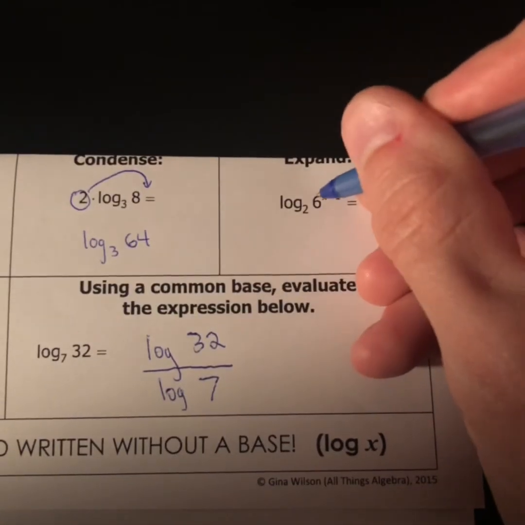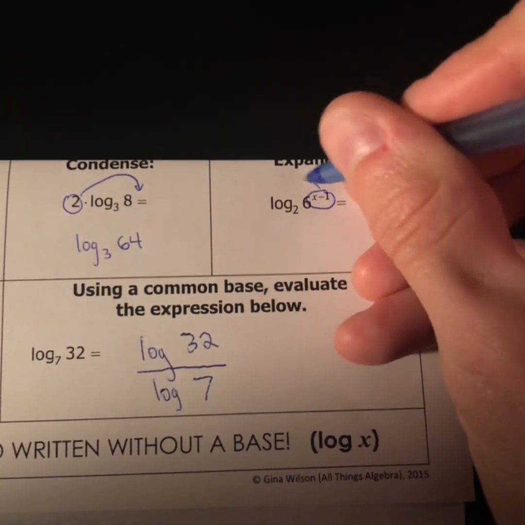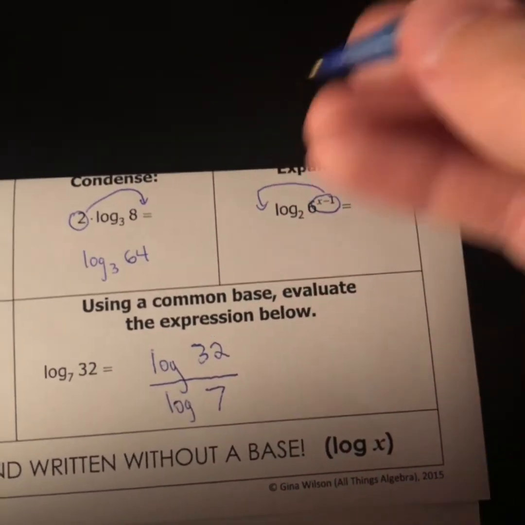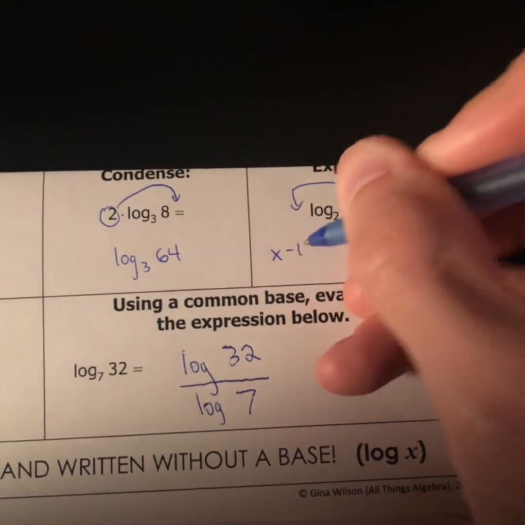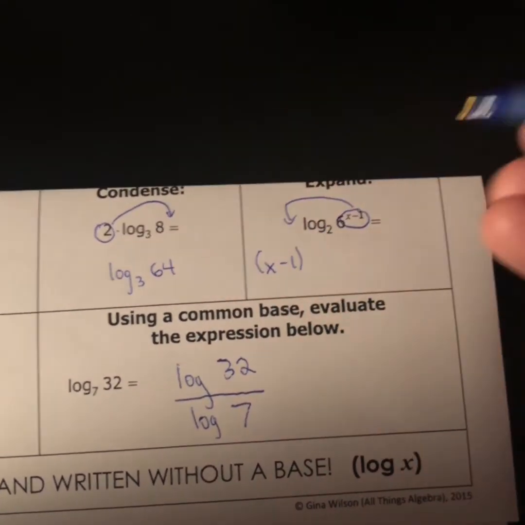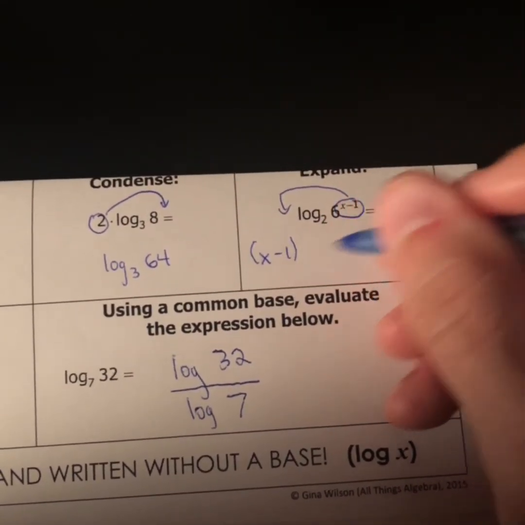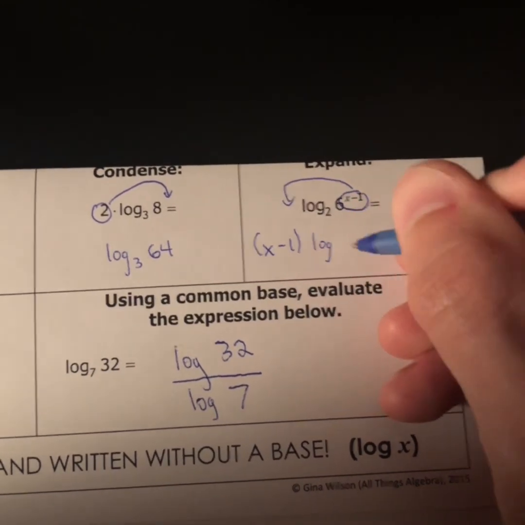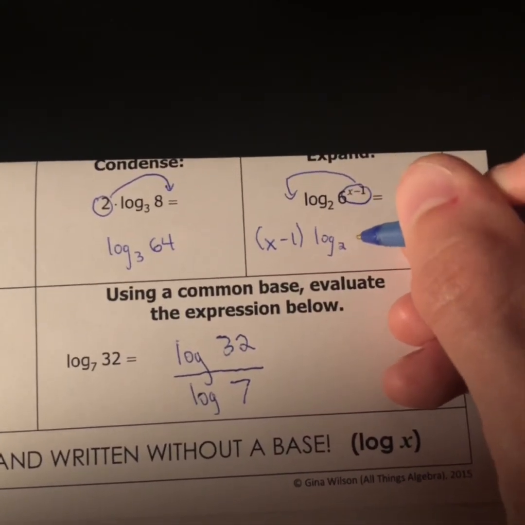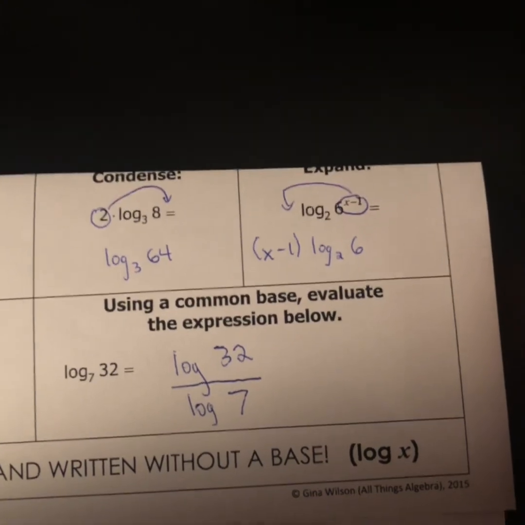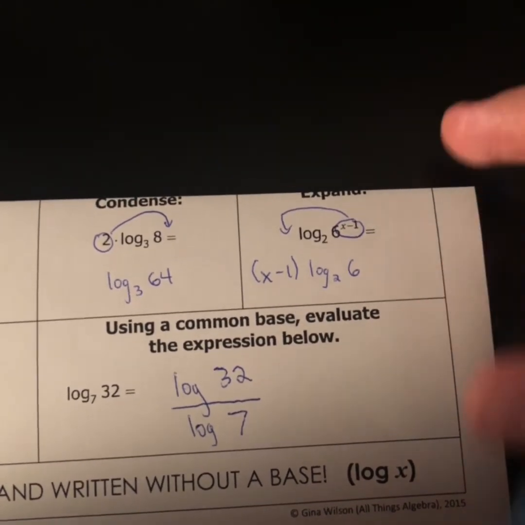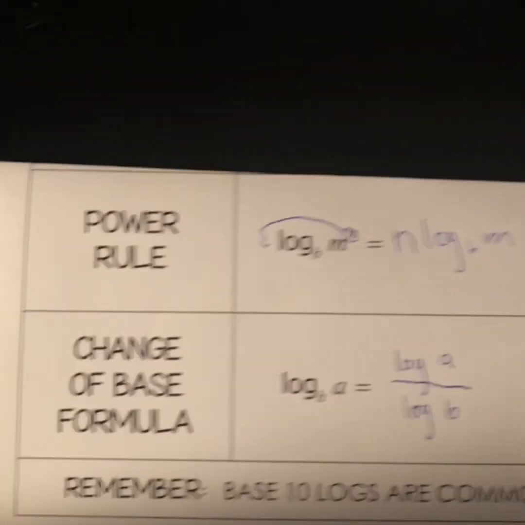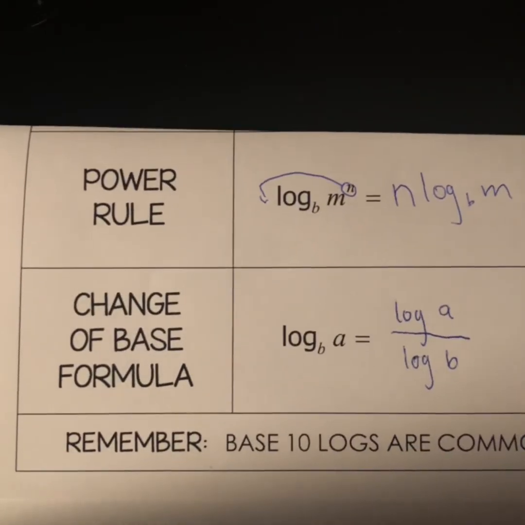All right, this one, we actually have x minus 1 in the exponent, a whole expression. That's fine. We can still move that out front. I'm going to keep it in parentheses. The quantity of x minus 1 times log base 2 of 6. And we already set this one up from the video yesterday.